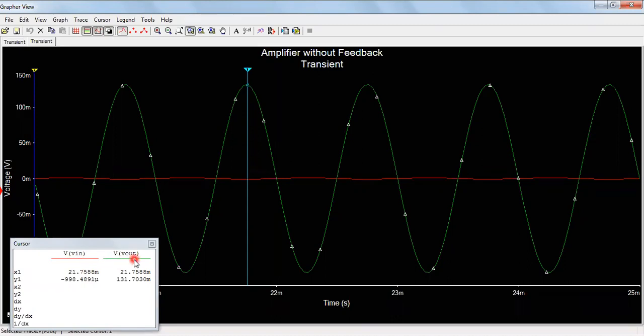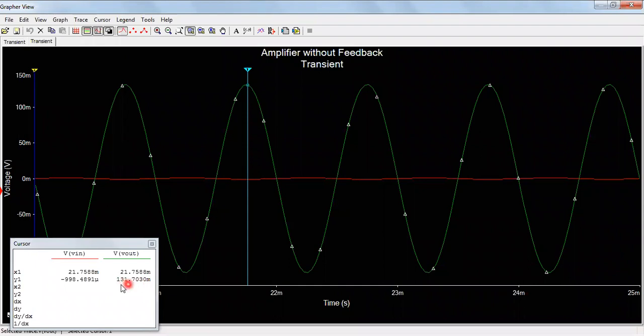I'm interested in V out. So how much V out am I getting? I'm getting a 131.7 millivolt output. Clear? So output amplitude, I'm getting 131.70 millivolt. And the input, we know how much we have applied, that is 1 millivolt.